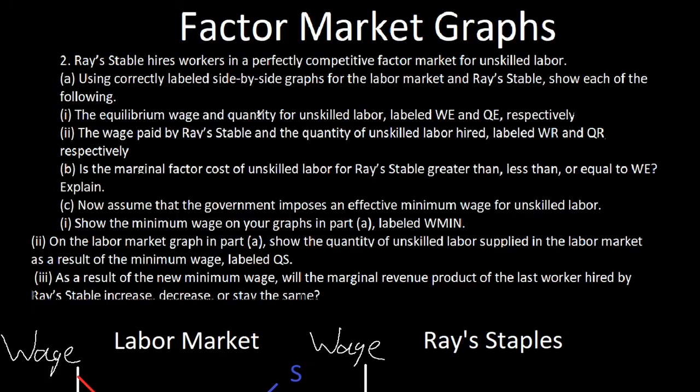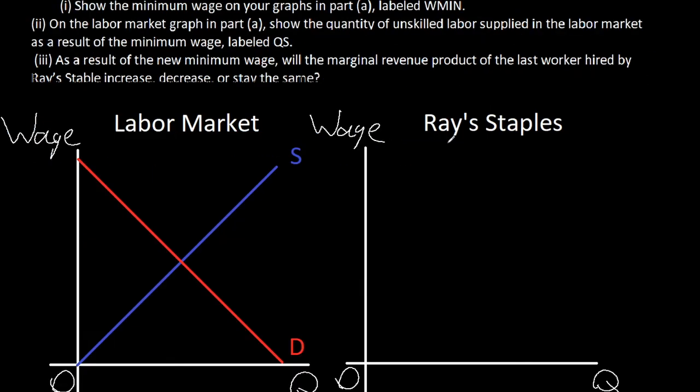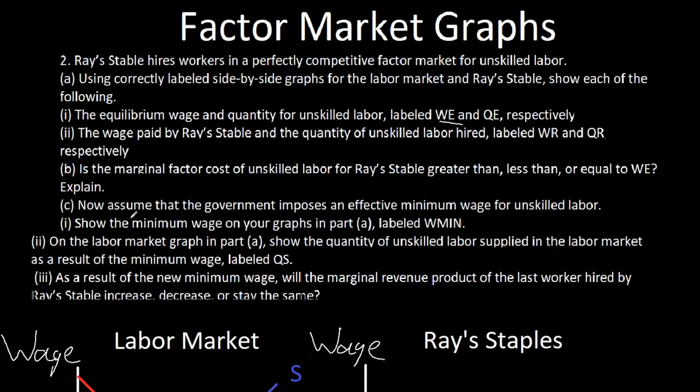The equilibrium wage and quantity for unskilled labor are labeled as WE and QE respectively. So, knowing what we know from supply and demand, where supply meets demand, that's the equilibrium point. From there, the quantity is QE, and where this equilibrium is at is WE. So let's move on to the next part, the wage paid by Ray's Stables and the quantity of unskilled labor, labeled as WR and QR respectively.